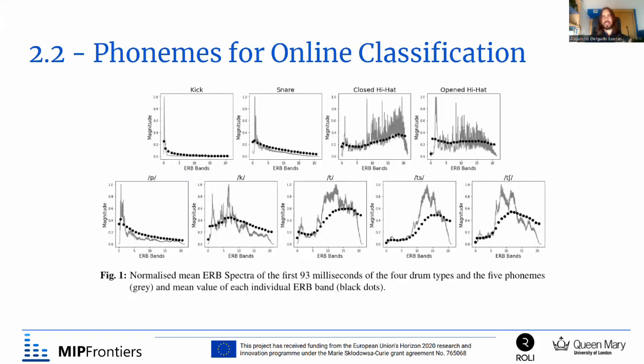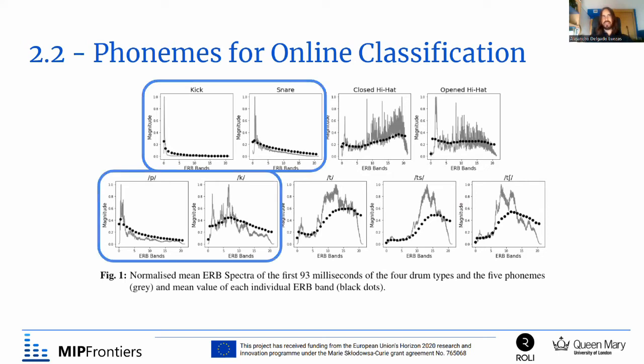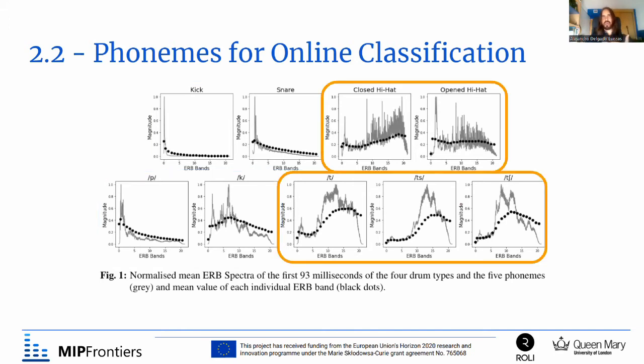So we took these phonemes and we analyzed the spectral content and also compared this content with that of different drum sounds. So we see that for the kick and snare, the phoneme P and the phoneme K are the most similar, whereas for closed hi-hat and open hi-hat, the phonemes T, Ts, and Ch have similar spectral shapes. So those could be good candidates to represent kick drum, snare drum, closed hi-hat, and open hi-hat by themselves.